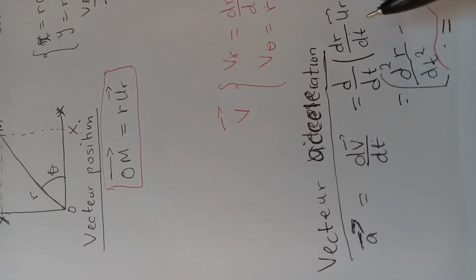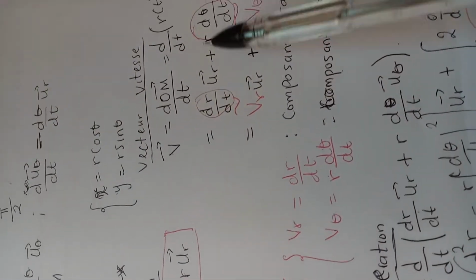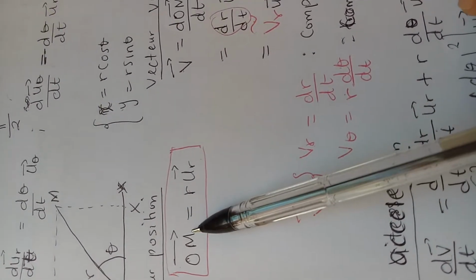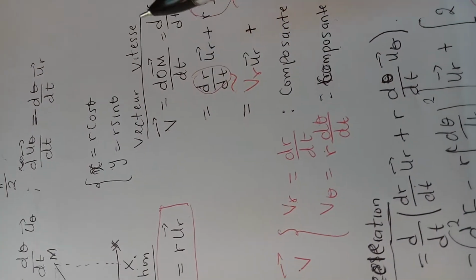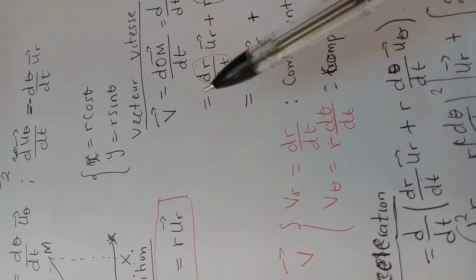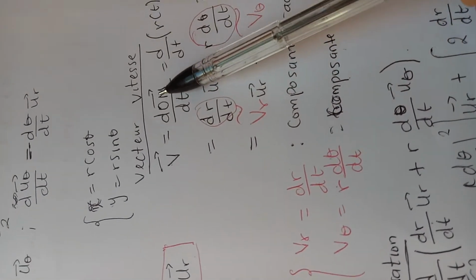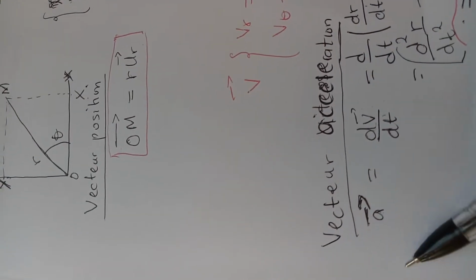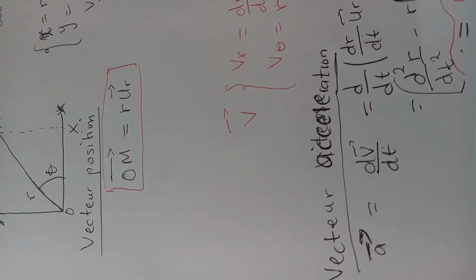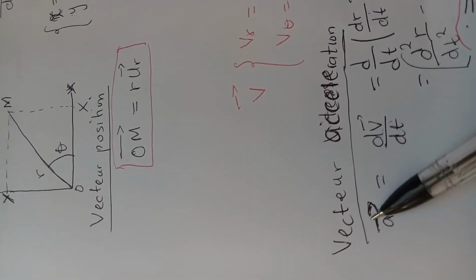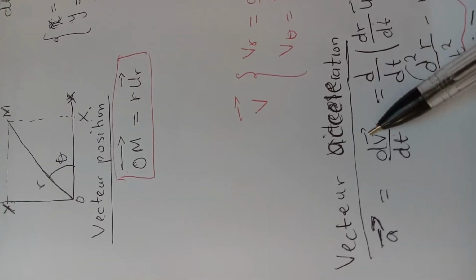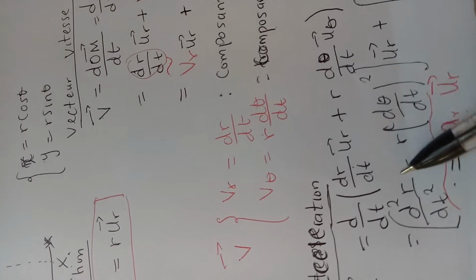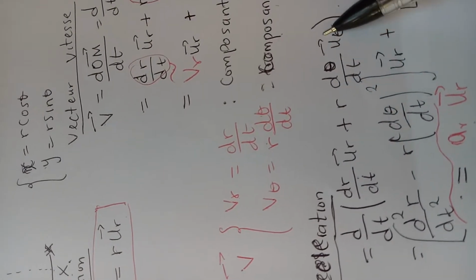Now the vector acceleration, we applied the same thing. Remember we got this v from OM by using the position, and when you go from position to velocity, you derive, and from velocity to acceleration, you derive. So the acceleration vector, don't forget this vector, it's dv over dt. And what was our v here? It was dr over dt ur plus r d theta over dt u theta.